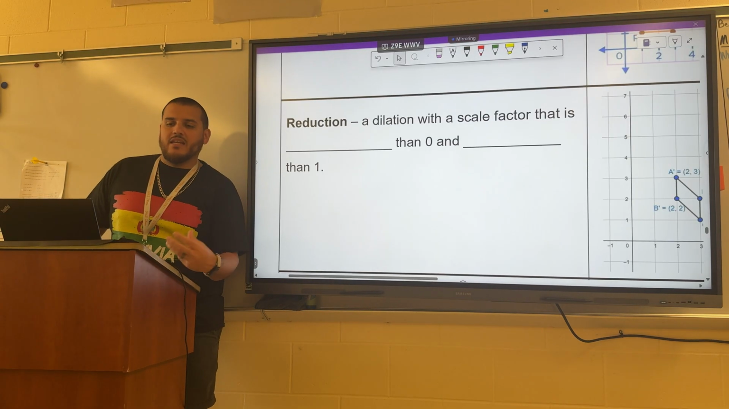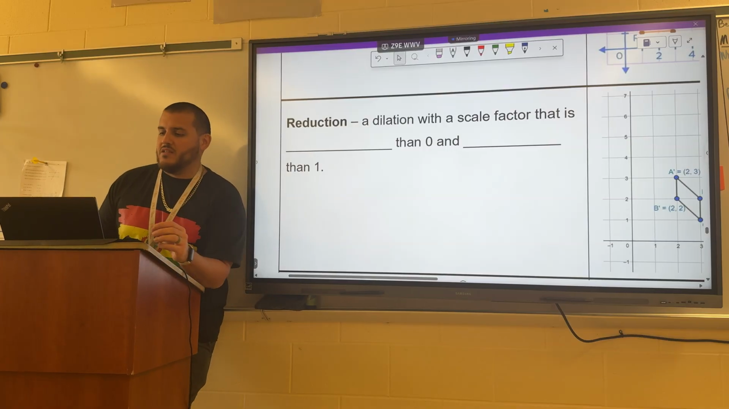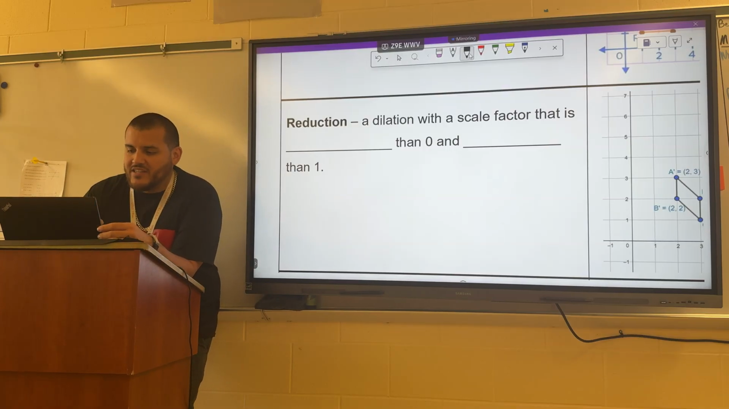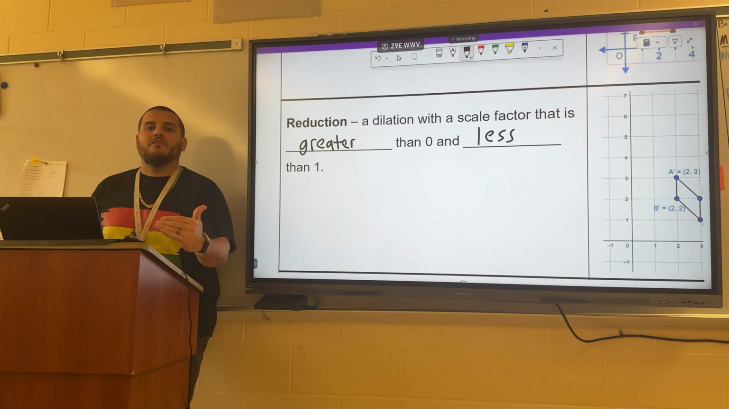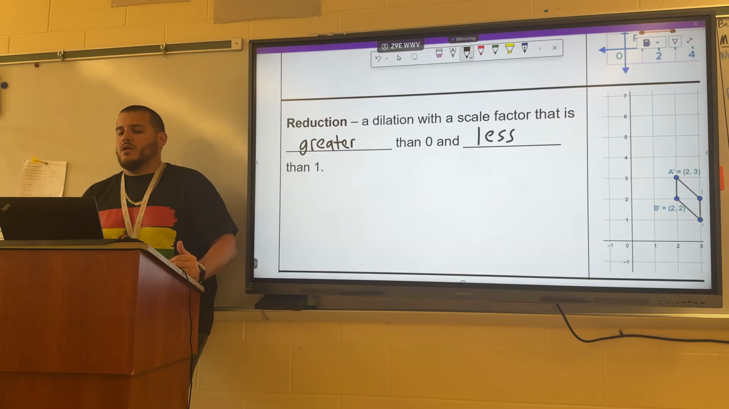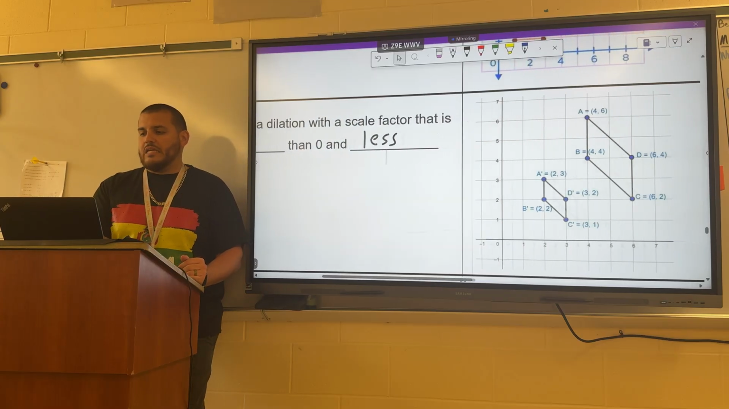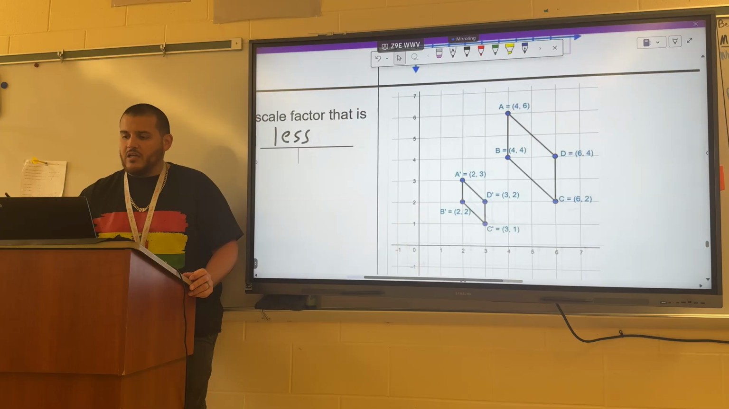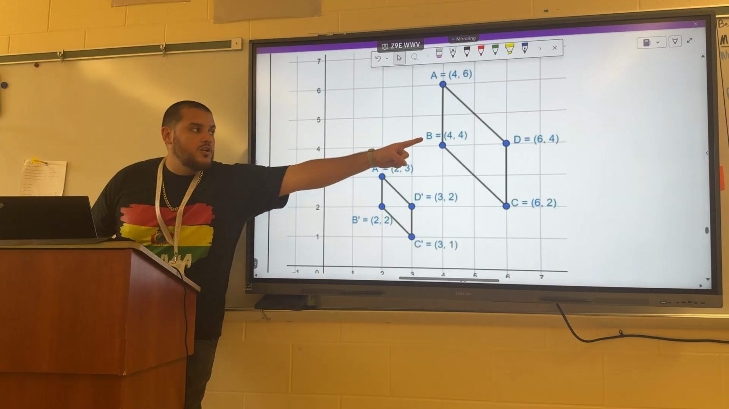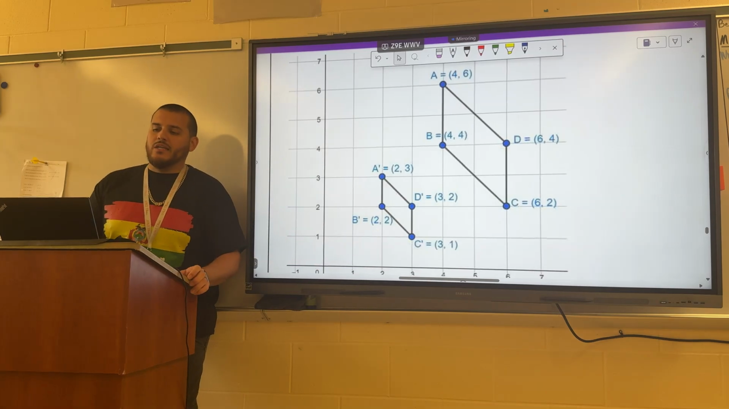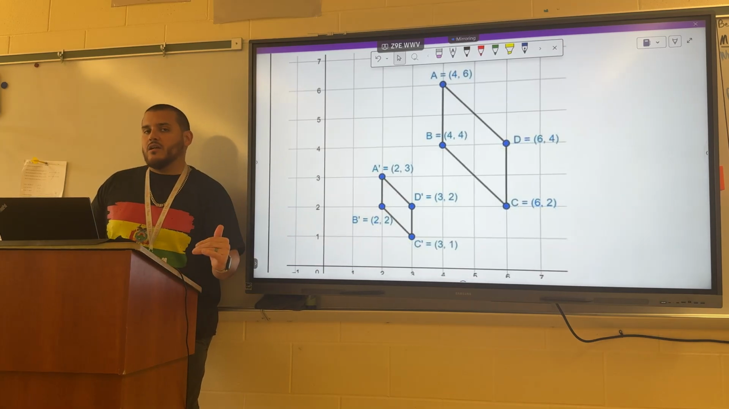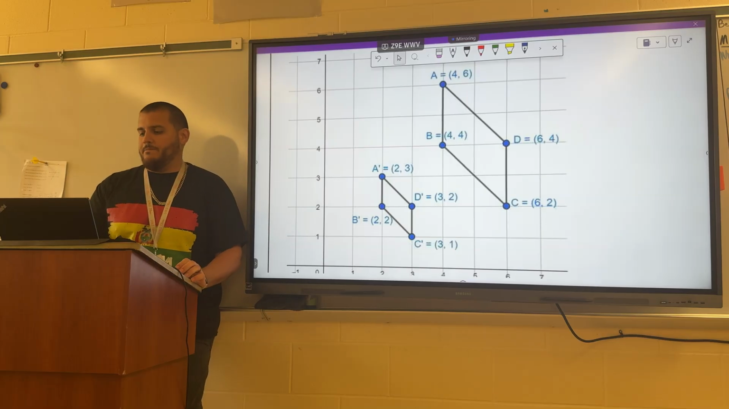A reduction is the precise terminology for when our shape gets smaller, and that's when the scale factor is greater than 0, but less than 1. Essentially, fractions that are less than 1 are going to be reductions that result in a smaller figure. As we zoom in here, we see our pre-image is that larger quadrilateral that becomes a smaller quadrilateral. That is a reduction. Again, that's a scale factor less than 1, greater than 0.